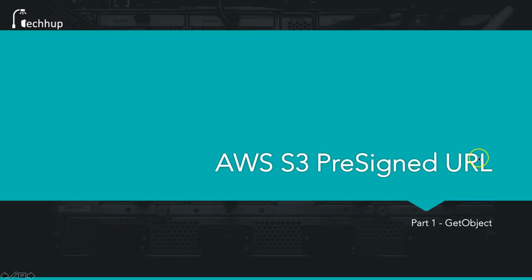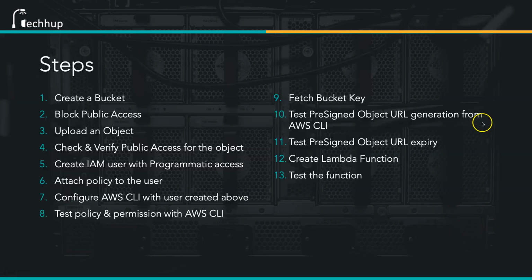So in the first part, we are going to attempt a get object operation using the AWS CLI. Okay, so let's identify the steps involved in the first part of the exercise. We will be creating a bucket and then checking the properties of that particular bucket to have private access. Then the next part would involve uploading an object and then verifying the public access.